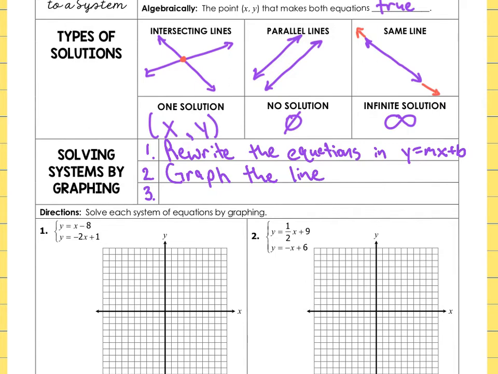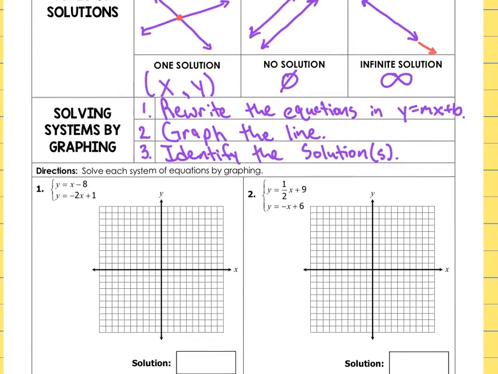And remember, to do that, all we do is we pull out the y-intercept and plot that first. Then we use the slope to find a second point, and we graph the line by drawing a line through those points. After that, we just have to identify the solutions. So really, I should say solution or solutions, because there might be more than one, there might be just one.